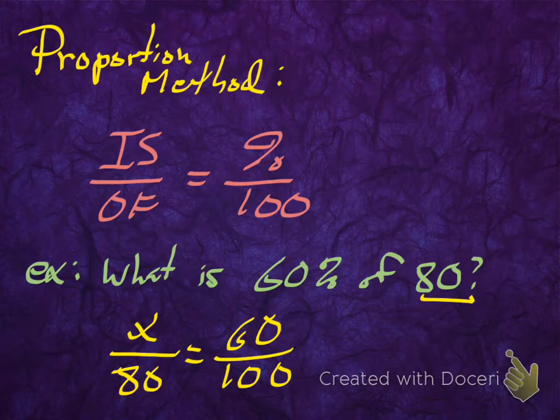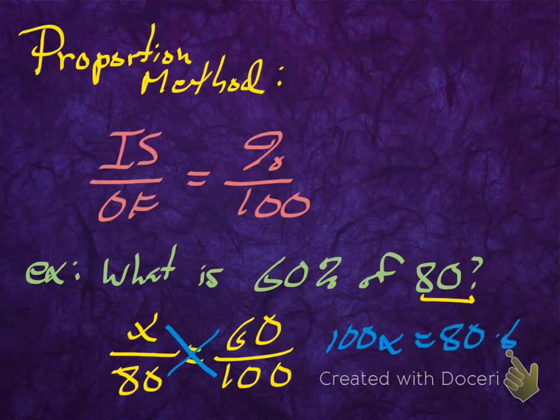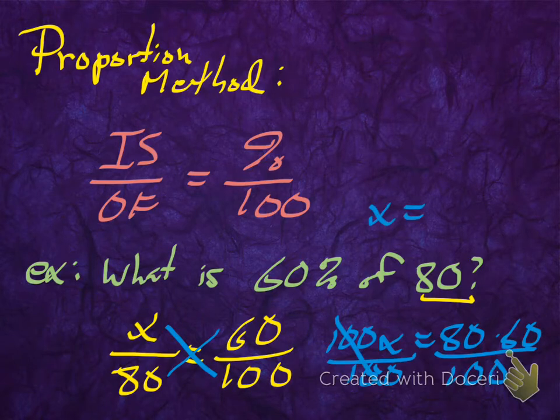So we're going to solve this by cross multiplying. And if I cross multiply, I get 100 times x is equal to 80 times 60. And if I divide both sides by 100, over here those cancel out completely, and I get x is equal to, I can cancel out a 0, and I can cancel out another 0. What I'm really doing is dividing by 10s there, and I get 8 times 6, which is 48. And so the final answer here, 60% of 80 is 48. Okay? And so that's using is over of equals percent over 100. That's doing it as a proportion.